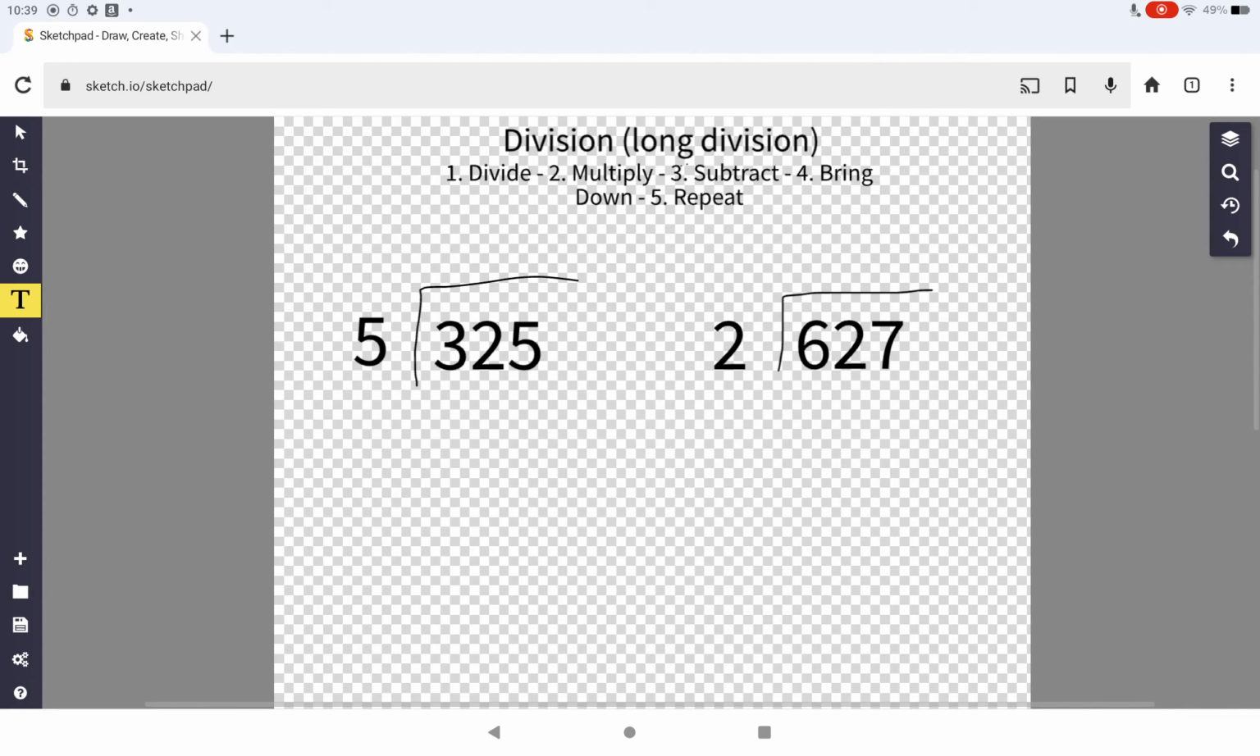Today we're going to be doing division, which, like in my last video where we did multiplication. Technically, we're going to be doing long division. If you don't know what division is, it's pretty much just splitting up numbers into smaller numbers. And I'll show you how to do long division.